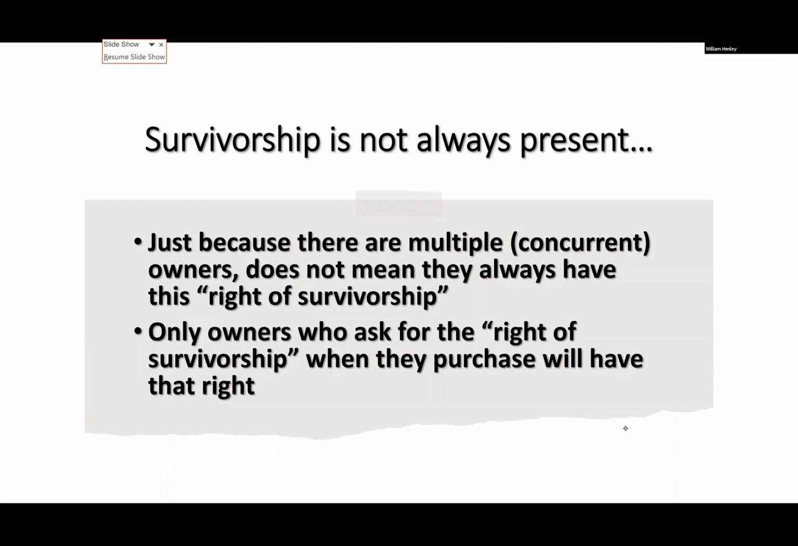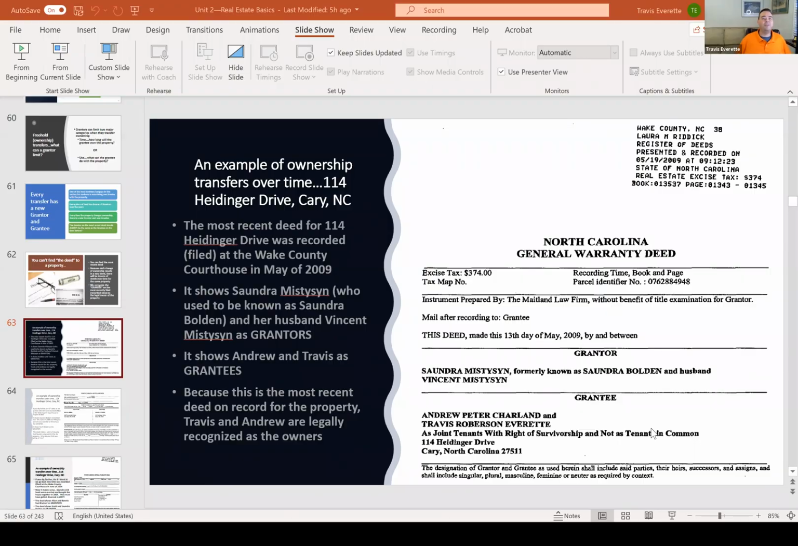On your deed, it said survivorship. I'm sorry. Yeah. Your deed. There we go. Your deed said right of survivorship. That's exactly the deed that I'm pulling up to share with you right here. Look at my deed right there. Look at the grantees. It says Andrew Peter Charlin and Travis Robertson Everett as joint tenants.